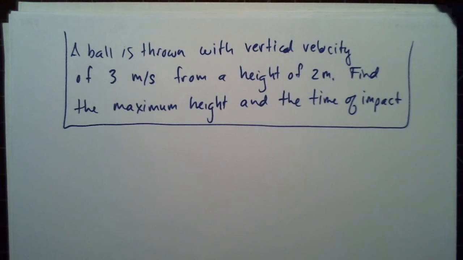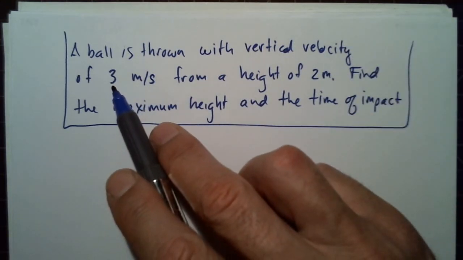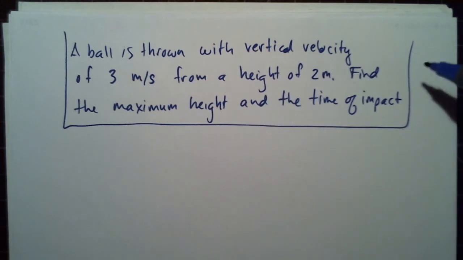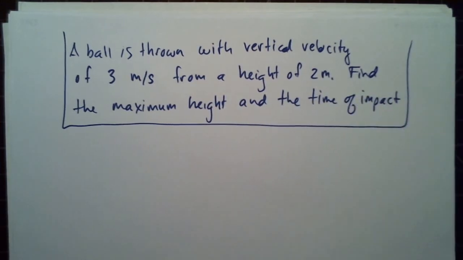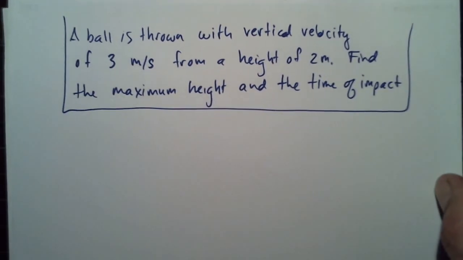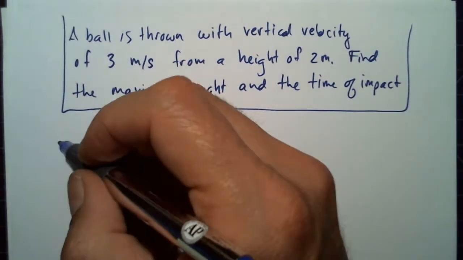Okay, a ball is thrown with vertical velocity 3 meters per second. The vertical velocity is positive, so that's going upward from a height of 2 meters. Find the maximum height and the time of impact with the ground. Why don't you pause the video and try this one on your own.